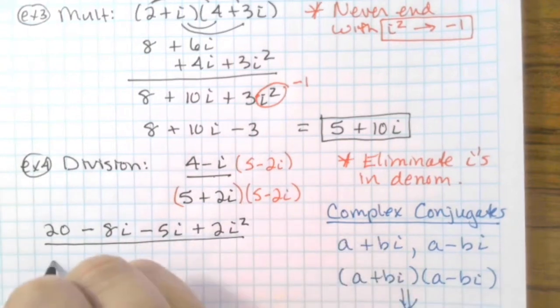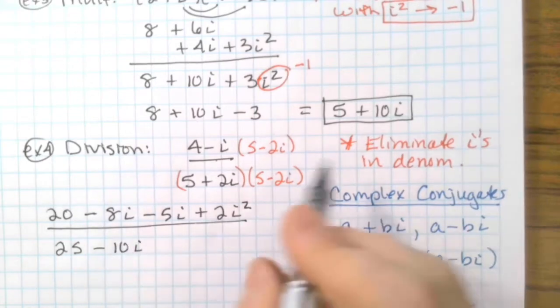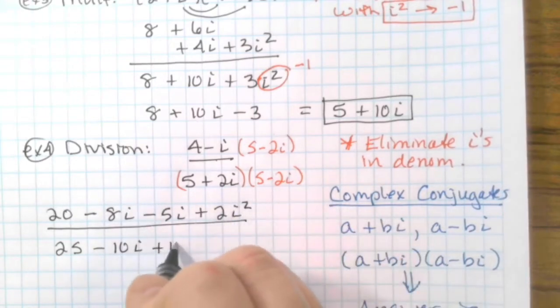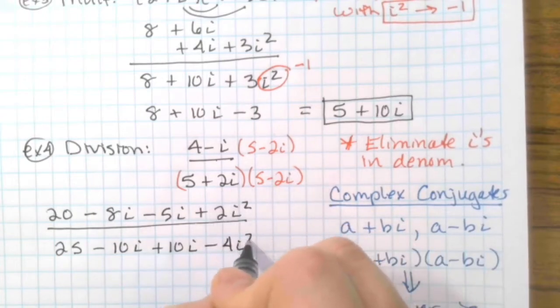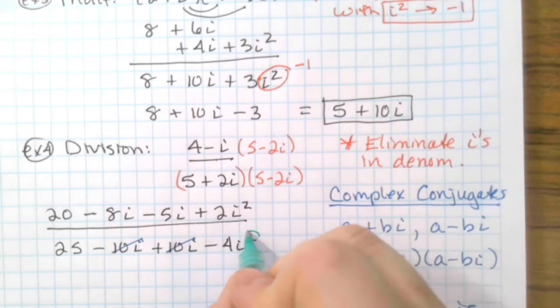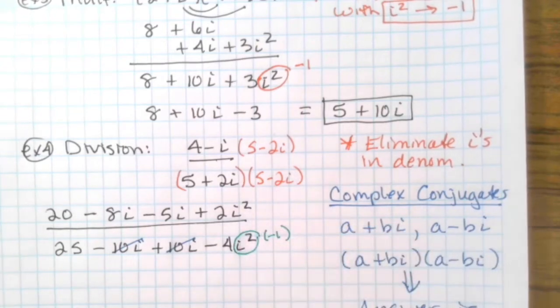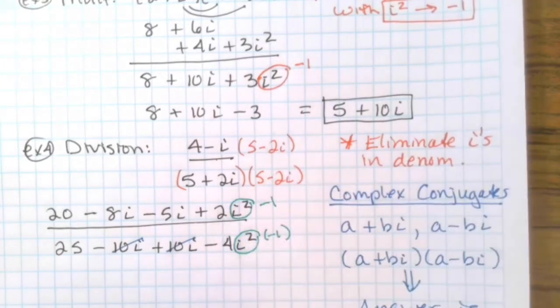On the bottom, 5 times 5 is 25. 5 times negative 2i is negative 10i. 2i times 5 is positive 10i. And 2i times negative 2i is negative 4i squared. As you can see, when you multiply the conjugates, the single i's disappear. And since you're going to replace the i squared with a negative 1, the i's will actually disappear entirely. In fact, we're going to replace both of these with a negative 1.